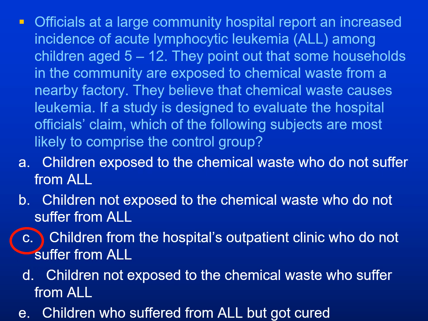Of course, I will choose the children from the hospital's outpatient clinic who do not suffer from acute lymphocytic leukemia and have the probability of being exposed or not exposed. But if I find the exposure is very low in them and very high in the other group who had the acute lymphocytic leukemia, this means that the exposure is higher in cases than in controls, and here the odds ratio is definitely going to be more than 1, and I will have an association between both of them.